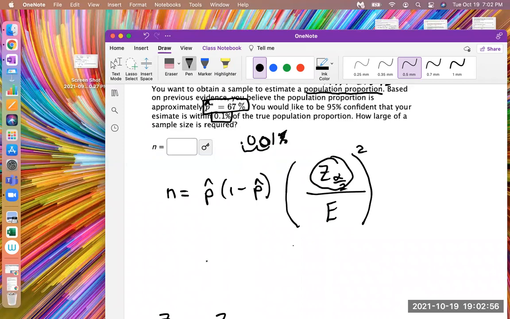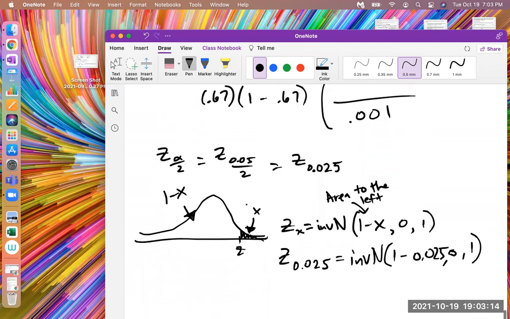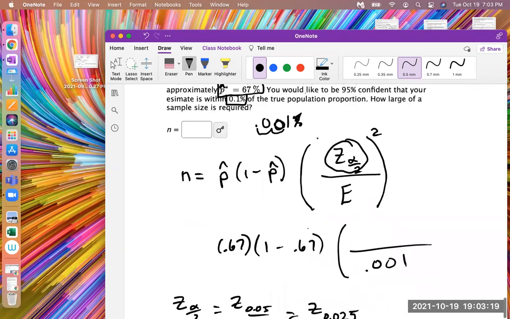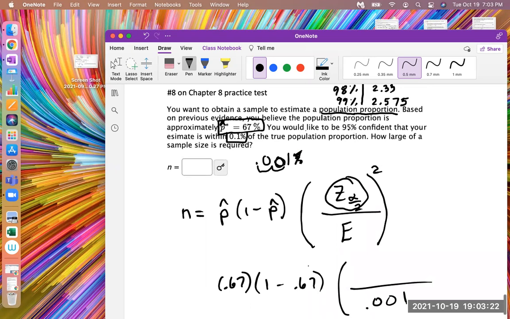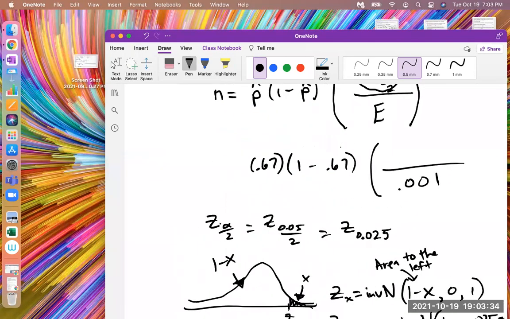So I'm going to rewrite this formula. I'm going to plug in the 0.67 for our p hat, 1 minus 0.67, and then for the E, the 0.001, and the Z alpha. You didn't get to see how I calculated this, Danielle, but I plugged in what the alpha is, which is what is left over. If I'm 95% confident, then what's left over is 5%. Or I think about it as what I'm not confident in is 5%. So that's how I get my alpha.